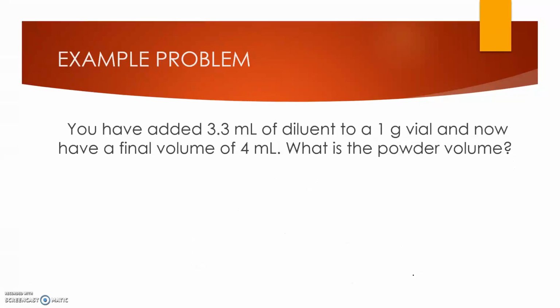Our next example problem is you have added 3.3 mL of diluent to a 1 gram vial and now have a final volume of 4 mL. What is the powder volume? So they do try to trick us and add an extra number to this question. However, you don't need it. The only thing you need is the numbers to stick into your equation. So again, powder volume equals final volume minus diluent volume.